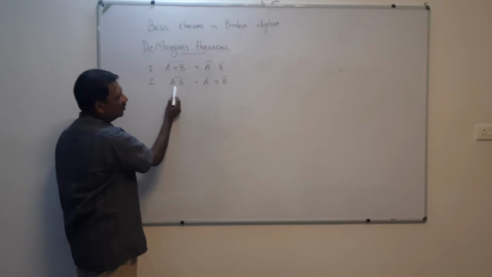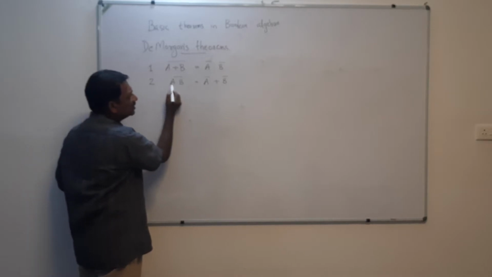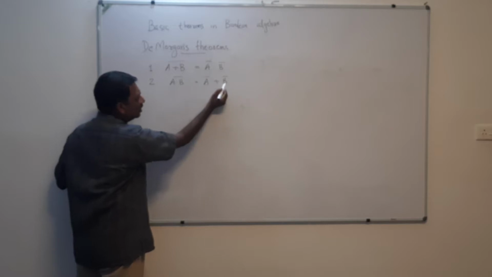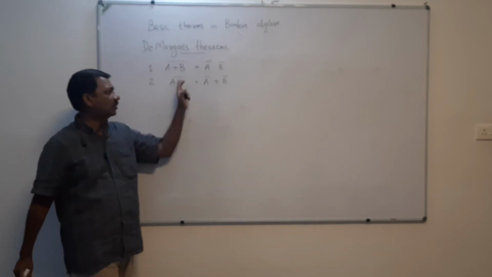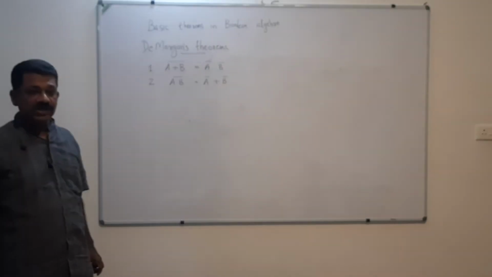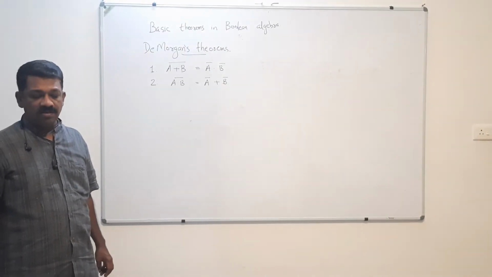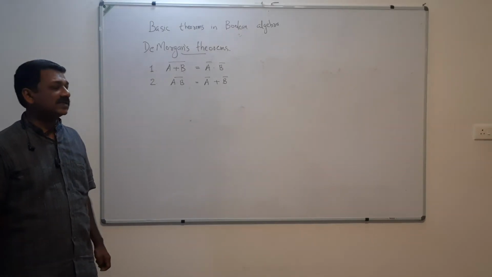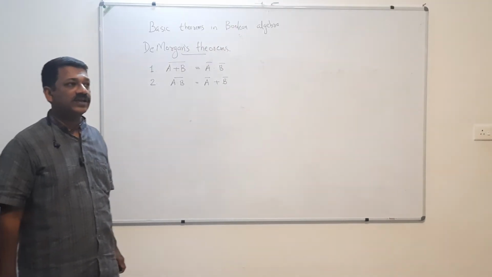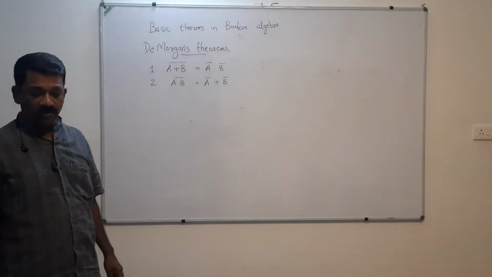Here again you are going to replace A and B with A bar and B bar, and the dot is replaced with plus and you have removed this bar. That is, A or B the whole bar is equal to A bar and B bar, and A and B the whole bar is equal to A bar or B bar. Those are De Morgan's theorems, and using them I will show you some examples for simplification of Boolean expressions.